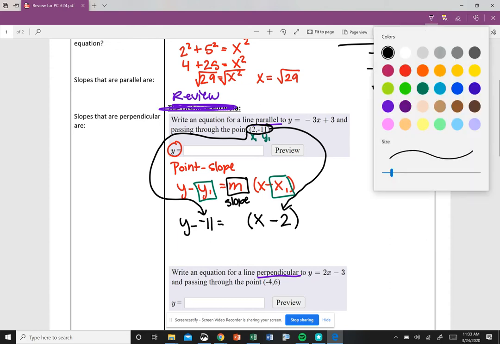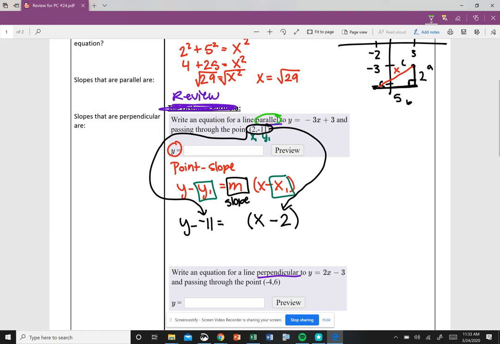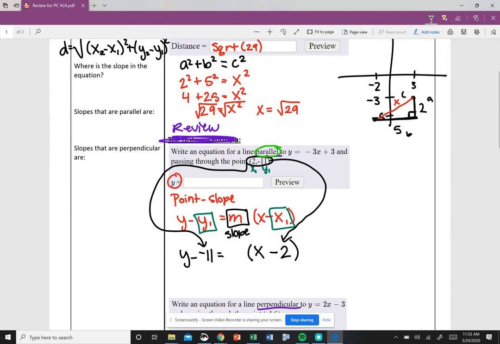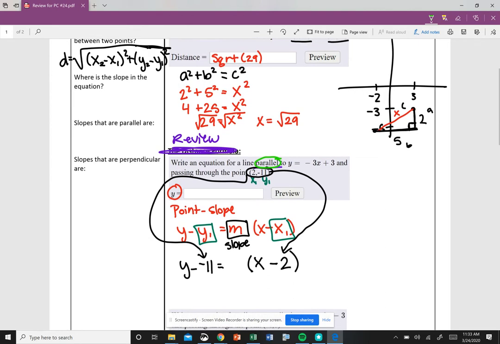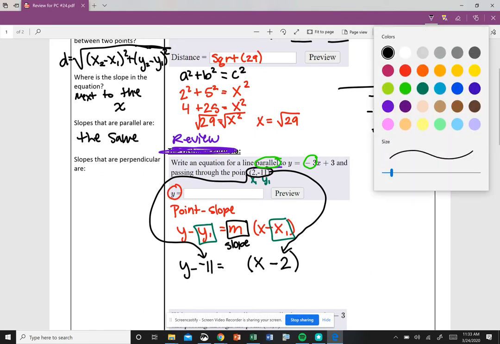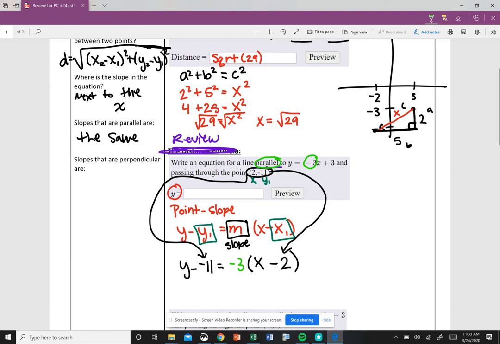So if you remember, a parallel slope means they're the same. So if we look, the question over here says, where is the slope in the equation? Most of you wrote this down when we did this. It's next to the x. So my slope in that first equation is this negative 3. Now, when it's parallel, we need to remember they are the same. So in this particular case, I'm just going to write down negative 3.